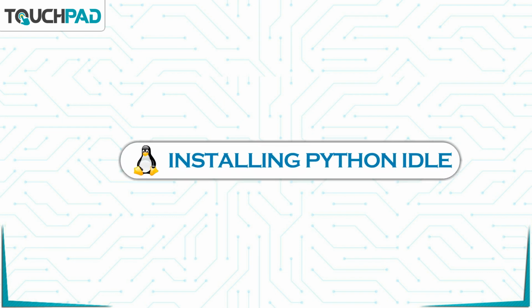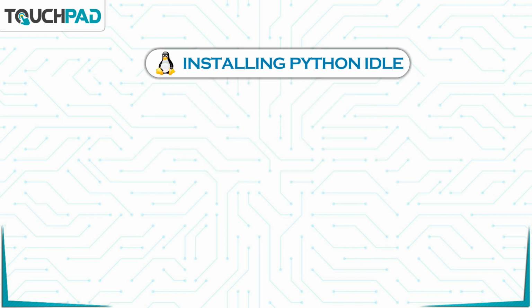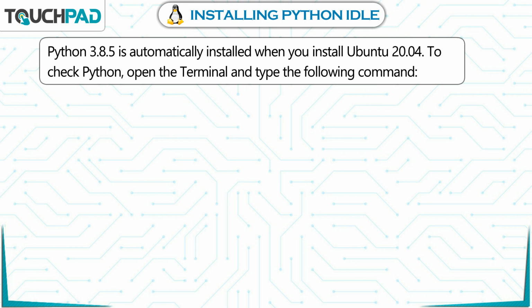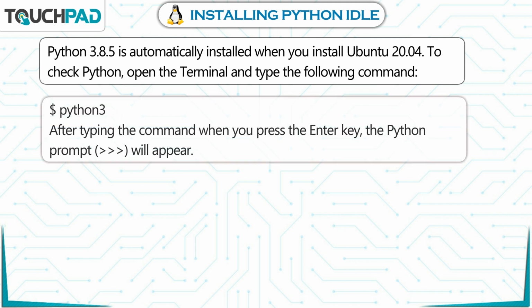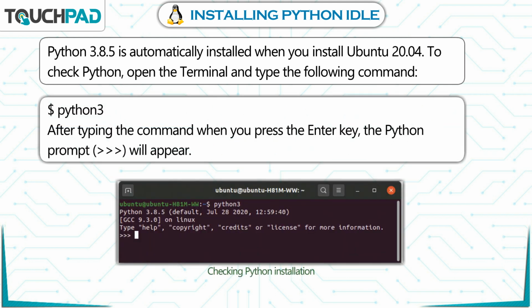Installing Python IDLE. Python 3.8.5 is automatically installed when you install Ubuntu 20.04. To check Python, open the terminal and type the following command, $python3. After typing the command, when you press the enter key, the Python prompt will appear.